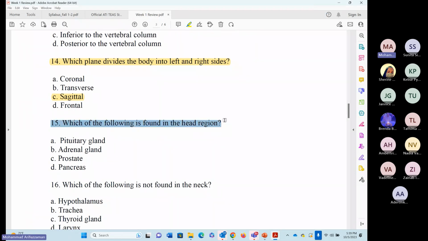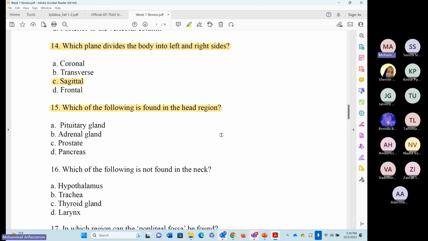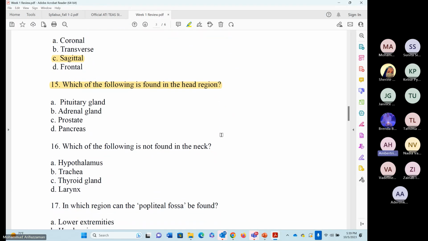Which of the following is found in the head region? The pituitary gland. Good. Now, can you specify the location of the adrenal gland? The adrenal gland, the adrenal cortex, is near the kidney. The pituitary gland is in the head, and the adrenal gland is in the abdomen, the abdominal cavity.